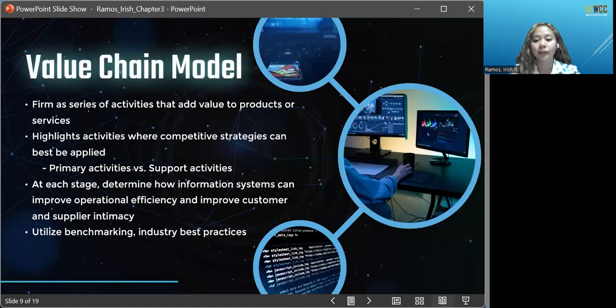Based on Porter, the value chain model identifies particular business operations where competitive tactics can be used most effectively and where information systems are most likely to have a strategic influence. This methodology pinpoints precise, crucial leverage points where a company can use IT most efficiently to strengthen its competitive advantage.